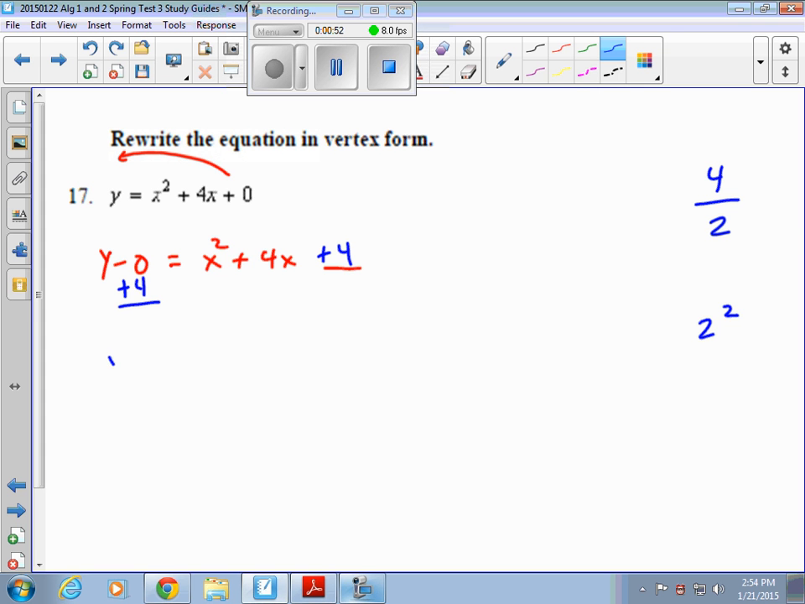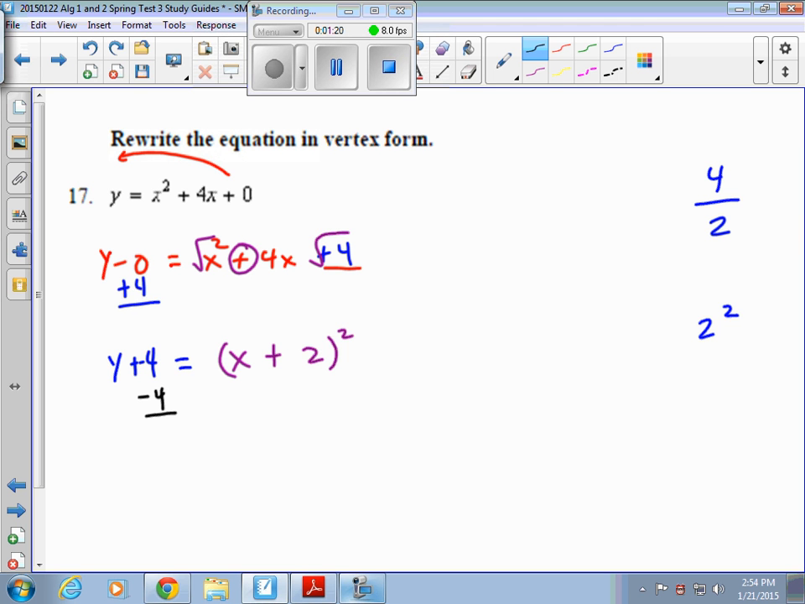So what that gives you is y plus 4 equals, and then we're going to take that perfect trinomial x squared plus 4x plus 4, and we're going to take the square root of x squared and get x, and the square root of 4 and get 2. In the middle of them, the sign in front of b tells you to put plus. The entire thing is squared. So x plus 2 squared, it's almost in vertex form. Move over the plus 4 part by subtracting 4.